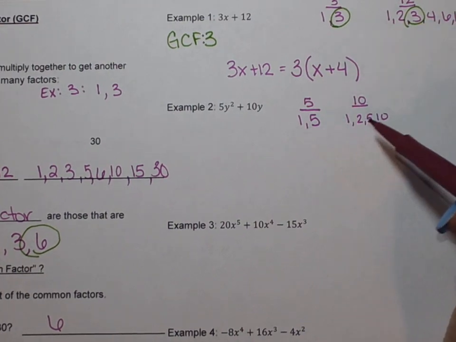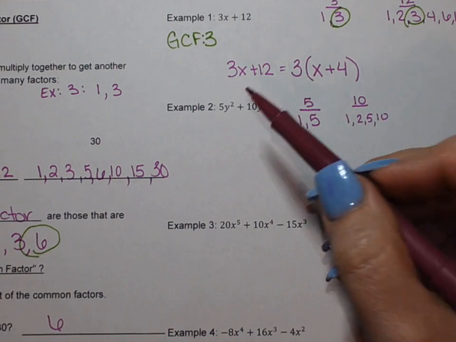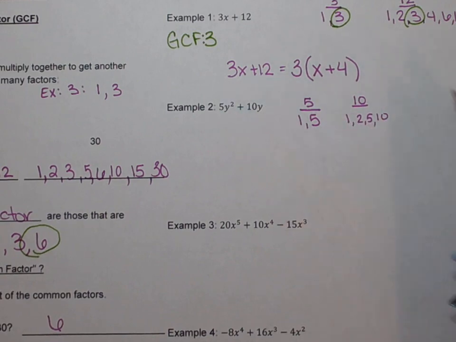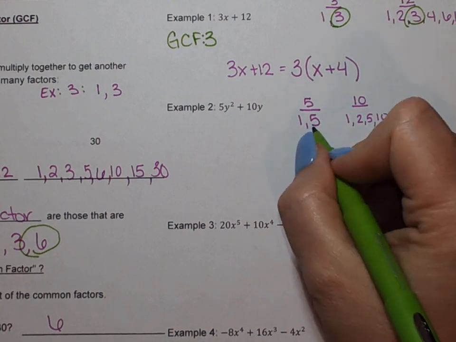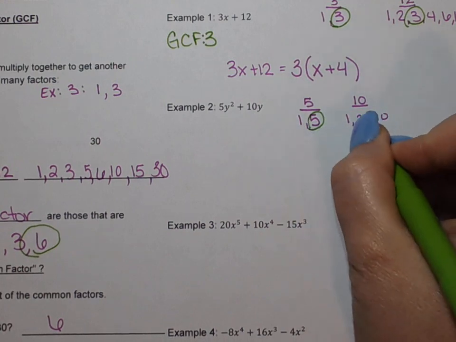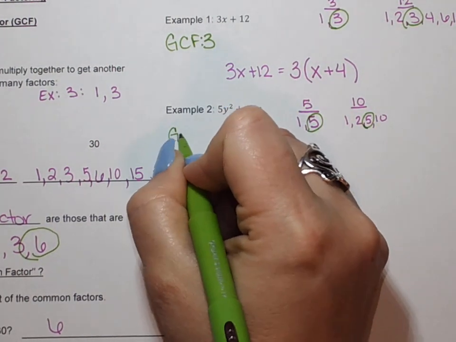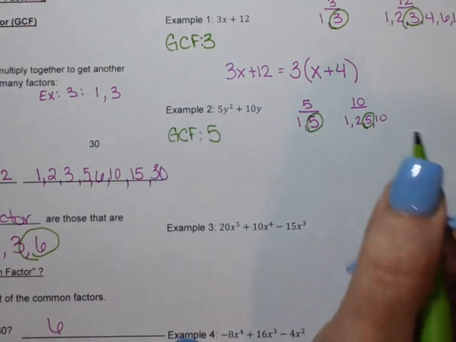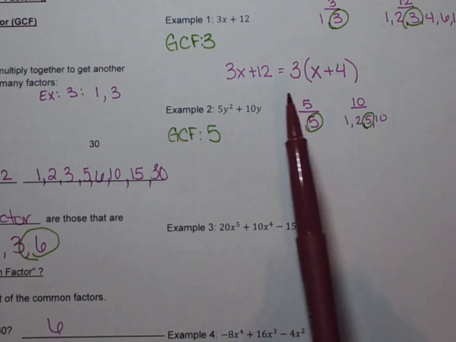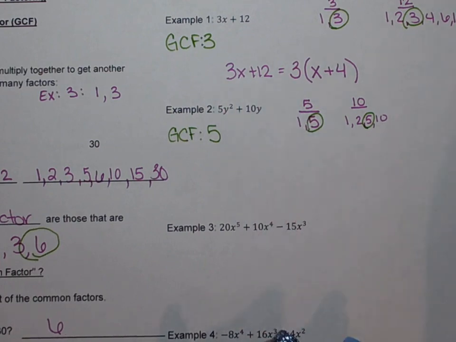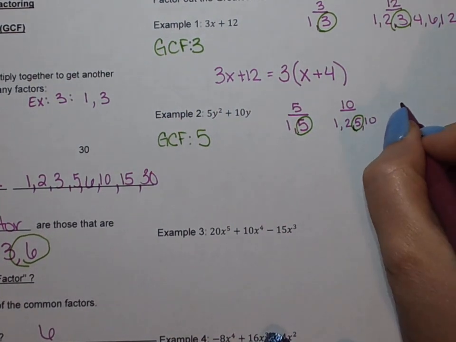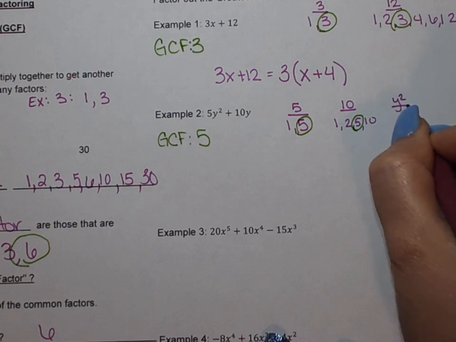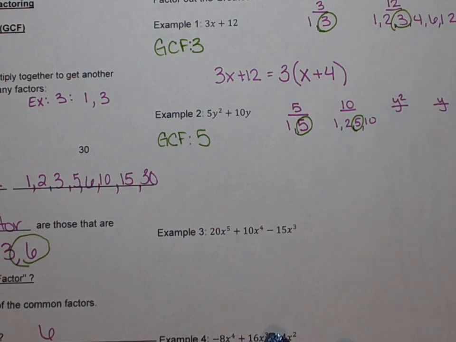So our greatest common factor here between our coefficients, which this number out in front of the variable is our coefficient, our greatest common factor is the 5. So I'm going to write over here that my greatest common factor is 5. But I still have to deal with those little variables. So I'm going to write those off to the side over here. So I have y squared and a y.